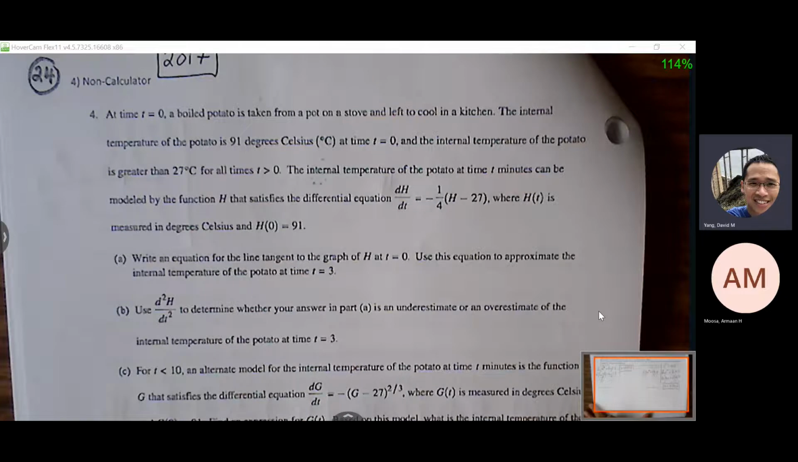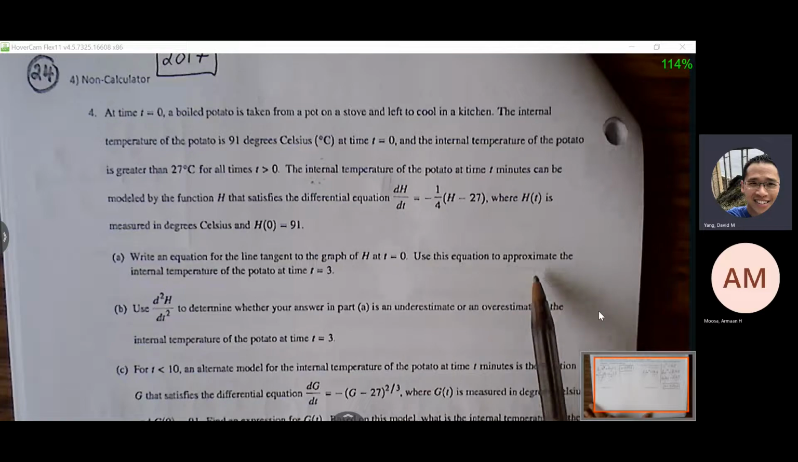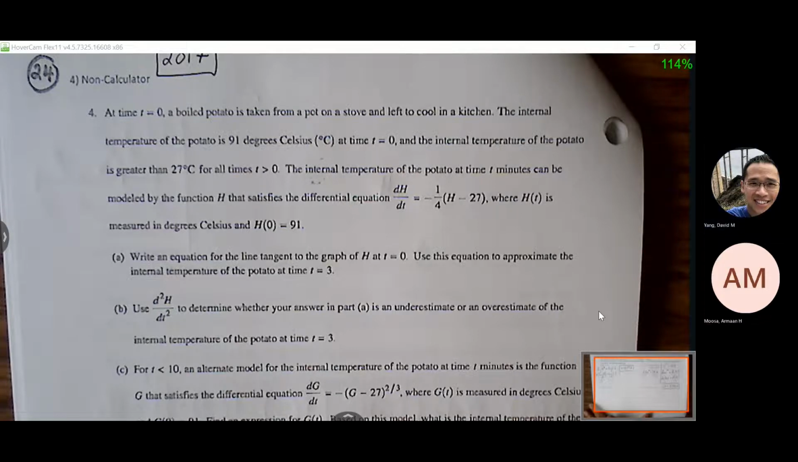Okay, part A, write an equation for the line tangent to the graph of h at t equals 0. Use the equation to approximate the internal temperature of the potato at time t equals 3. Typically when we're thinking about writing equations of tangent lines, we naturally gravitate towards thinking in terms of x and y, right? Find our ordered pair in terms of x and y. Our slope is m, and then point-slope form, y minus y1 equals m times (x minus x1). The issue here is that everything is in terms of t and h, so we need to make that adjustment.